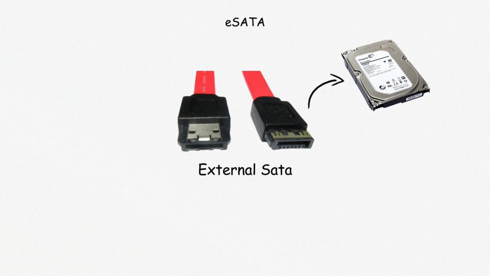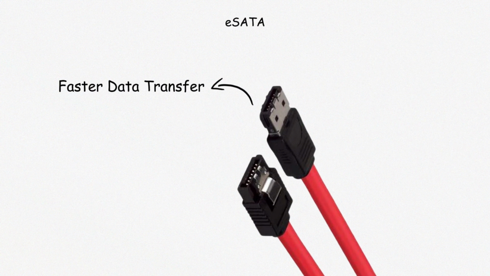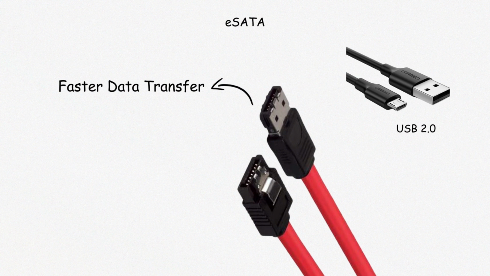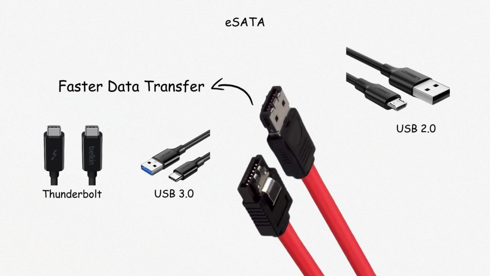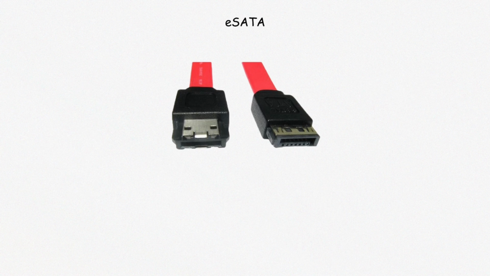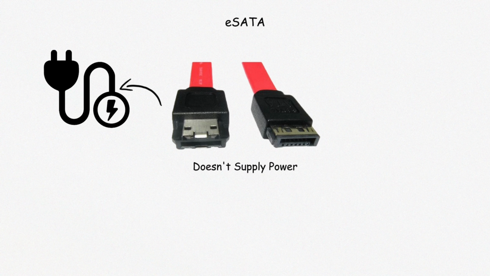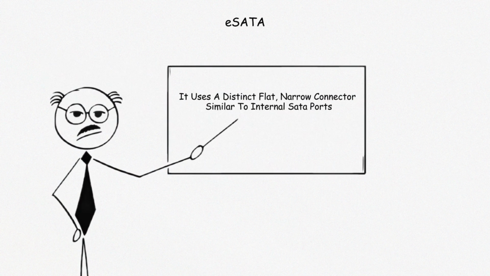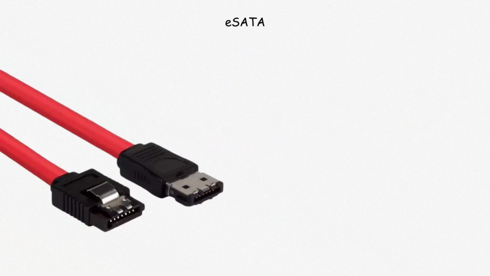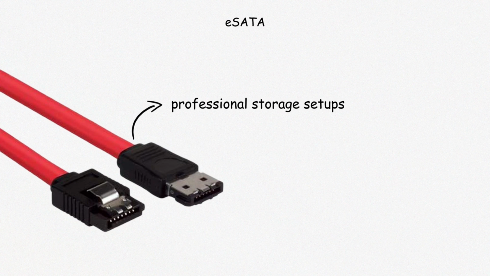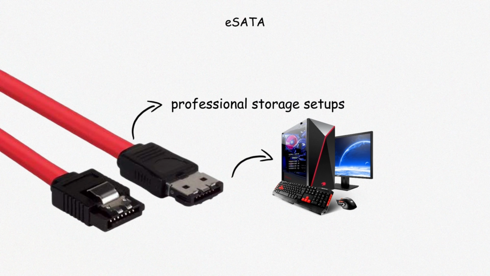eSATA, or external SATA, is a port designed to connect external hard drives using the same protocol as internal SATA drives. It provides faster data transfer than USB 2.0, but has mostly fallen out of favor with the rise of USB 3.0 and Thunderbolt. Unlike USB, eSATA does not supply power. Devices need their own power source. It uses a distinct flat, narrow connector, similar to internal SATA ports, but slightly modified for external use. eSATA was primarily used for professional storage setups, but is now rarely included in modern computers.